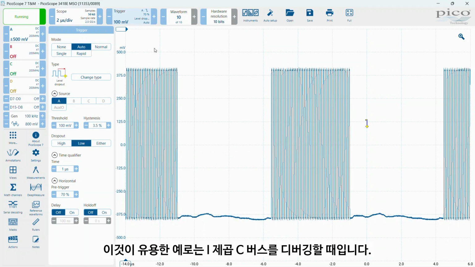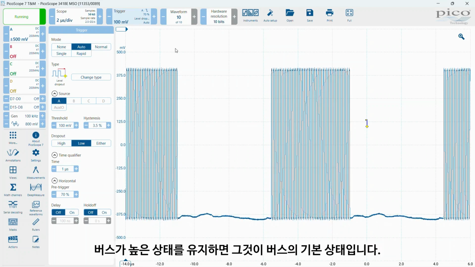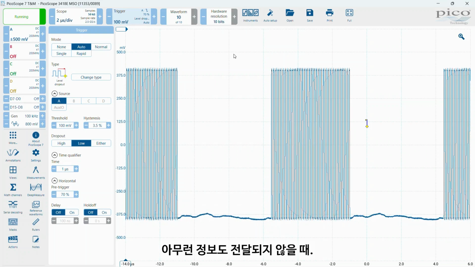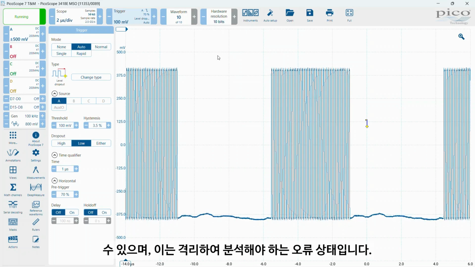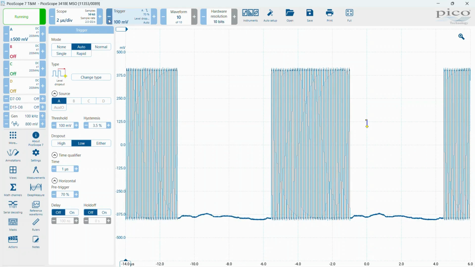An example of when this is useful is when debugging an I2C bus. If the bus stays high, that is the default state of the bus when no information is being communicated. If the bus stays low, it might indicate that the bus has latched low, a fault condition that would need to be isolated and analyzed.